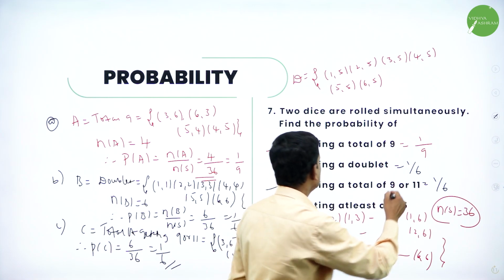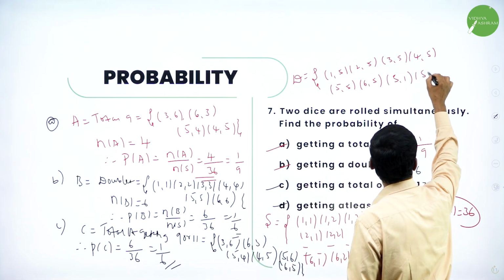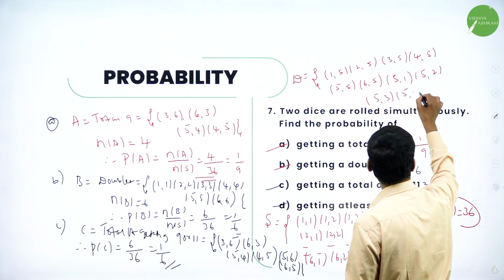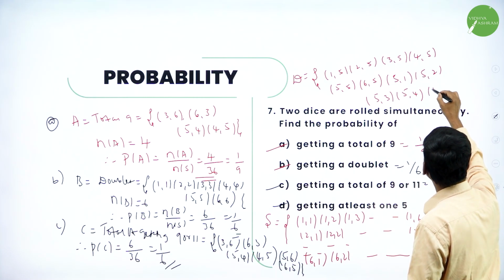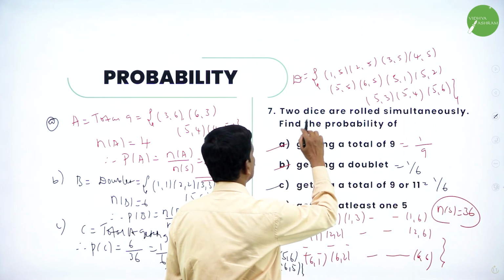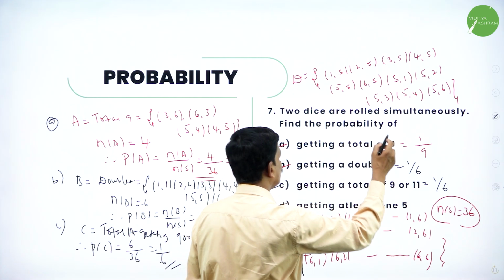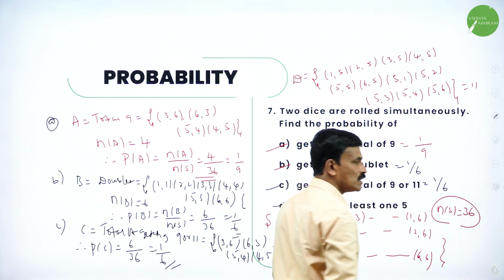Again reverse it. If you reverse, what will you get? 5 comma 1, 5 comma 2, 5 comma 3, 5 comma 4. Already we have taken 5 comma 5. So 5 comma 6. Count. How many events are there? 1, 2, 3, 4, 5, 6, 7, 8, 9, 10, 11. So N of D is equal to 11. So there are 11 events.